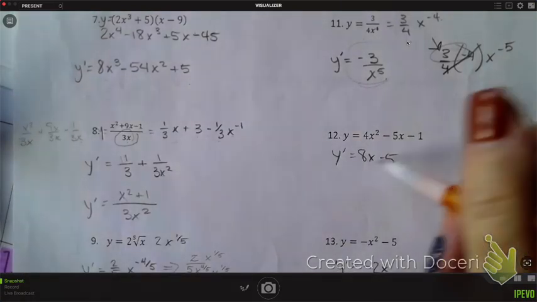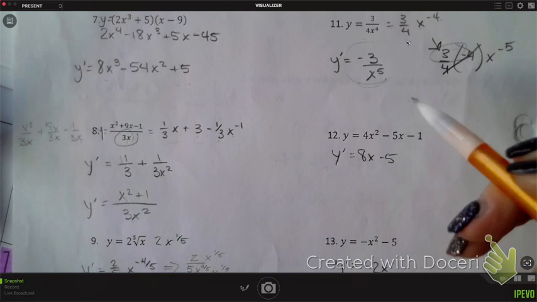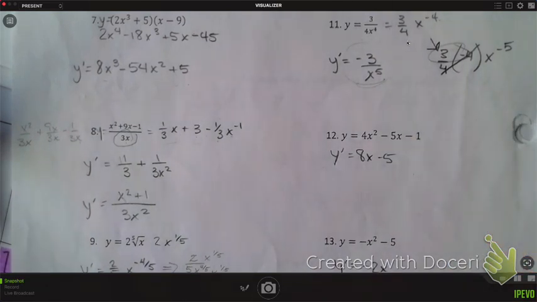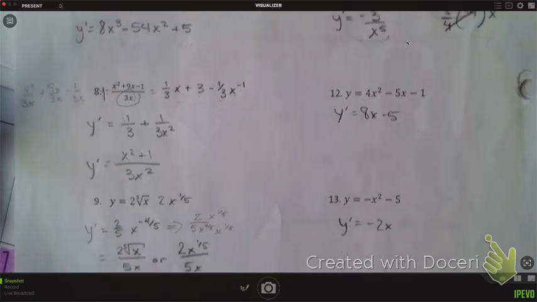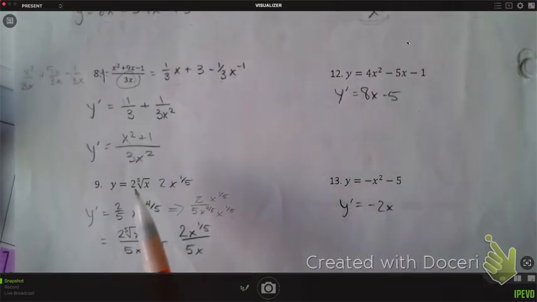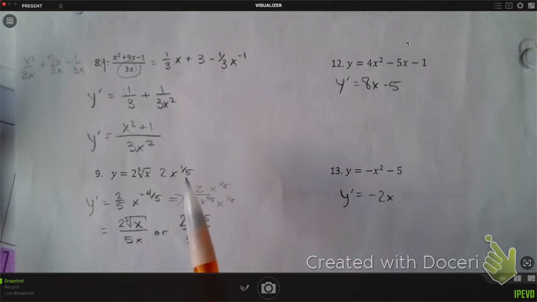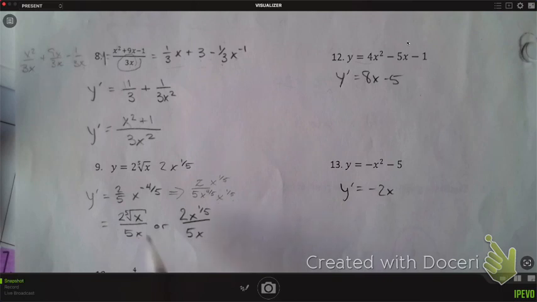The next one, just a basic, yes? So 8x minus 5. I like those ones. Basically. 9, you have to rewrite it as x to the what? 1/5? I got it. Did you get the final answer right? Yeah. I don't even know what I did. I wrote it like that one. Like this one? Yeah. Good. That's what you should.